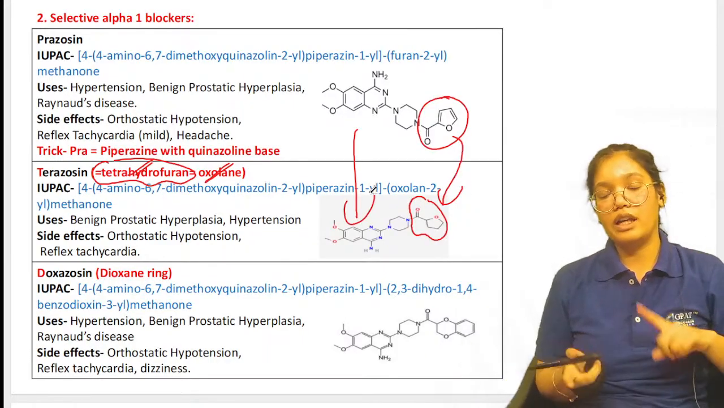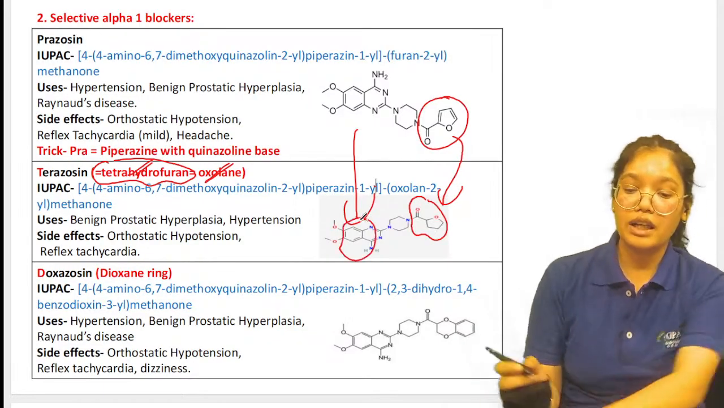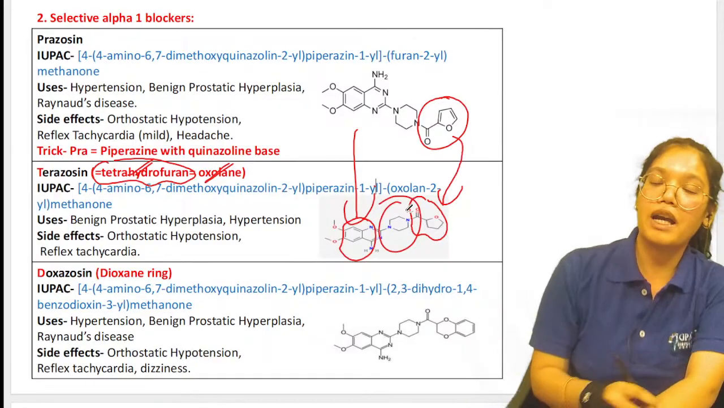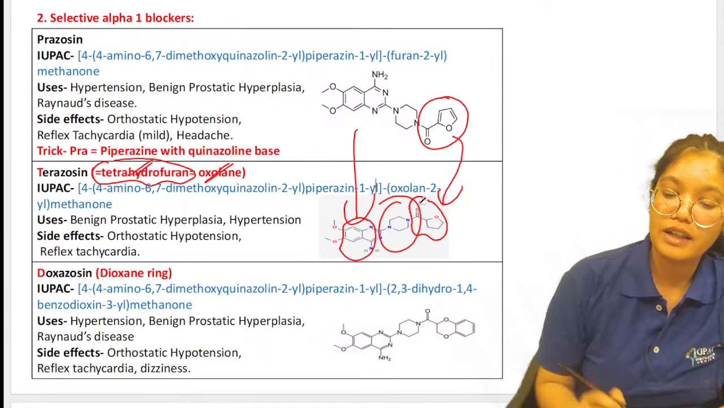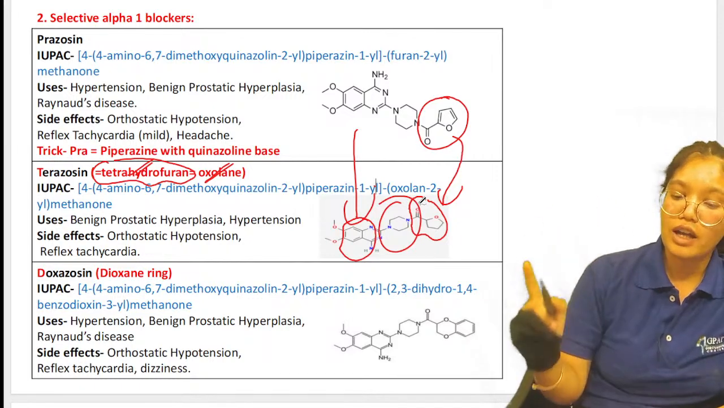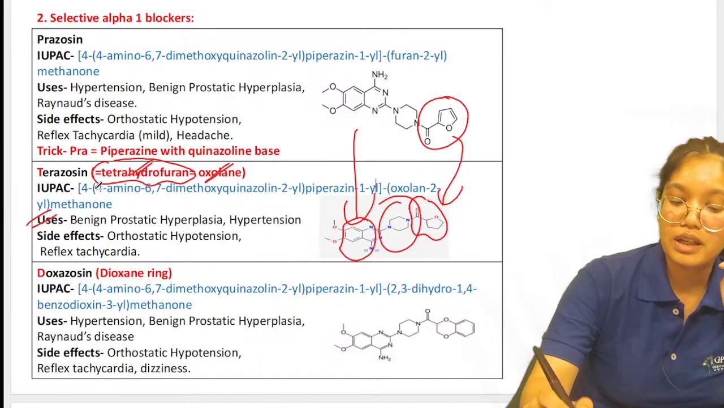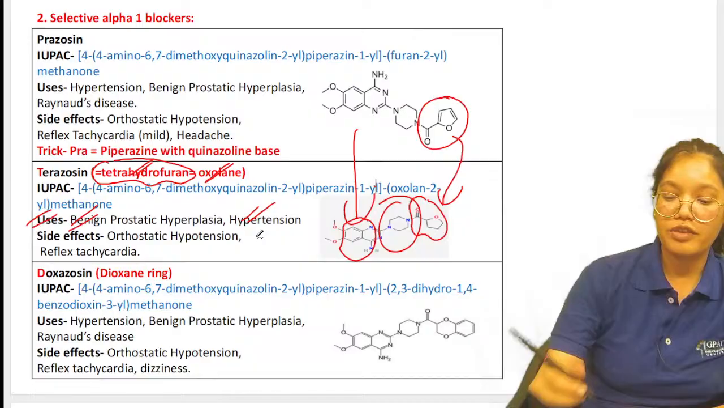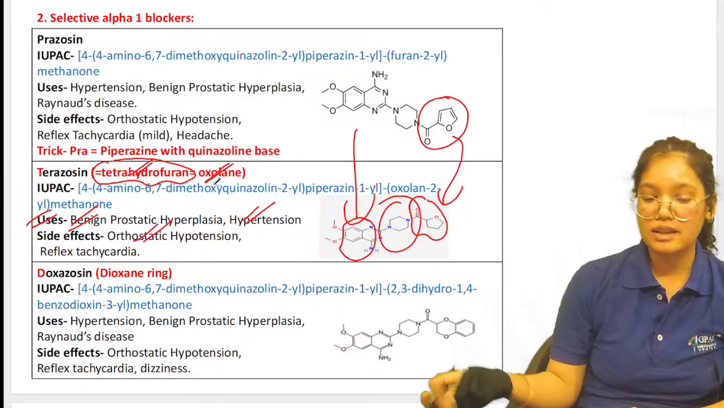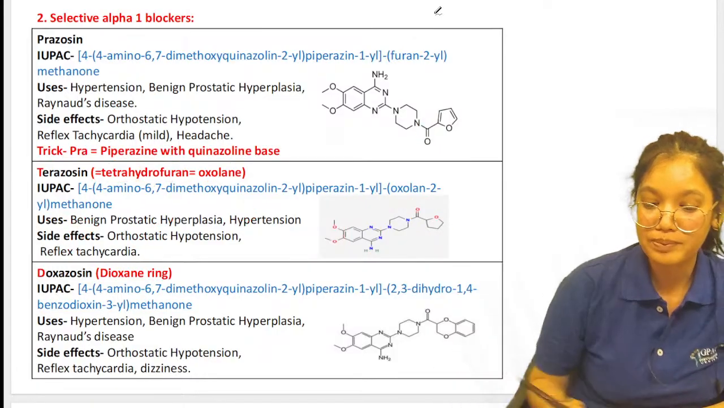It also contains a quinazoline ring, as it is a quinazoline derivative. It contains a piperazine ring just like prazosin, but the difference is that it contains a tetrahydrofuran in its side chain. Now uses: it is also used in benign prostatic hyperplasia, then in hypertension. The side effects are the same, orthostatic hypotension and reflex tachycardia.